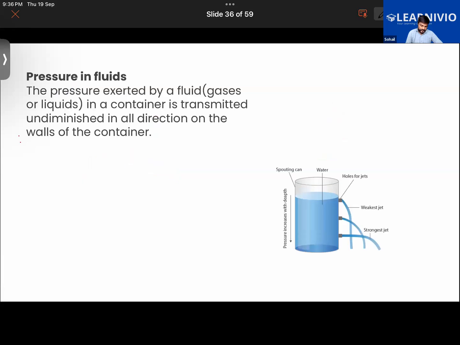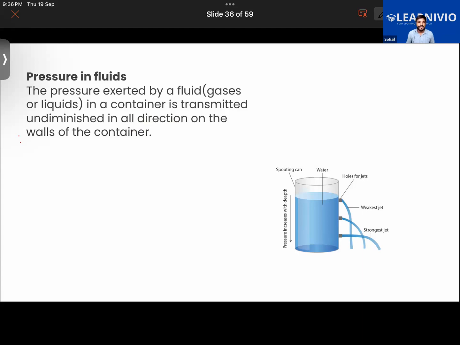Yes, sir. Talking about pressure in fluid, right? Fluid pressure is basically the force per unit area on a surface in a fluid. Okay, so we learned that the pressure exerted by a fluid like gas or liquid in a container is transmitted undiminished in all directions on the walls of the container.